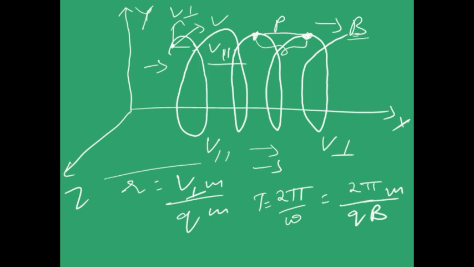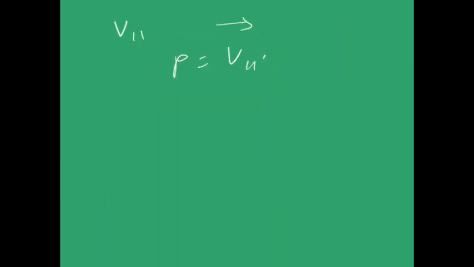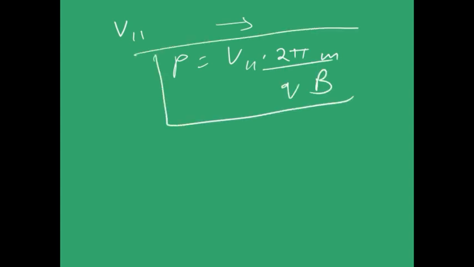Using this time period, I want to find the pitch. V parallel is trying to push the particle in this direction. In one time period, the distance traveled by it will be the pitch. So the pitch will be V parallel times the time period, which is 2 pi m by qB. So this gives you the pitch. Hope everything is clear till now.